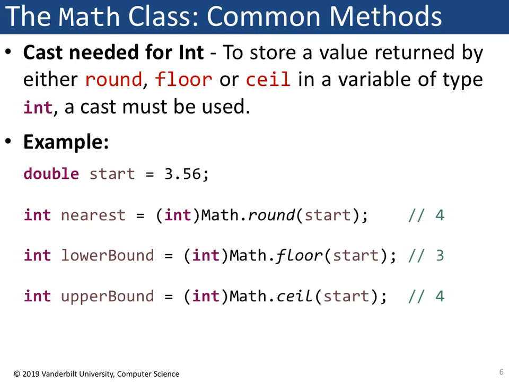Similarly, we will declare a variable called upper bound of type integer, and we will assign it the value which is returned by ceil, and we will typecast it as an integer. So ceil is going to always round up, and we are giving it a double value as an argument, so it rounds it up to 4. Then we are typecasting the resulting double value into an integer, which truncates all of the decimal, which results in the integer value 4, which is stored in upper bound. So then the nearest integer to 3.56 is 4, the lower bound is 3, and the upper bound is 4.